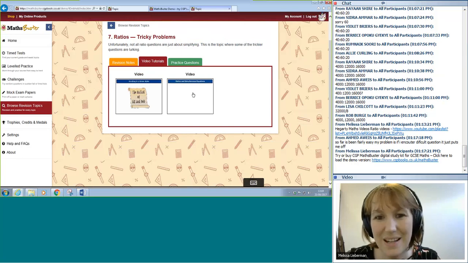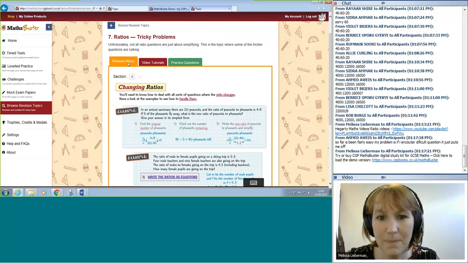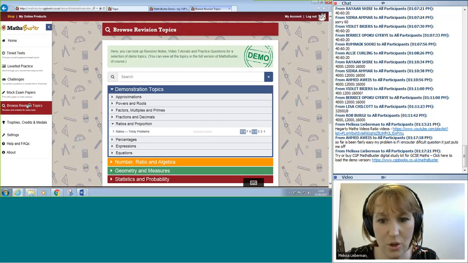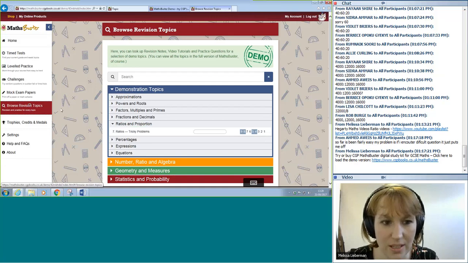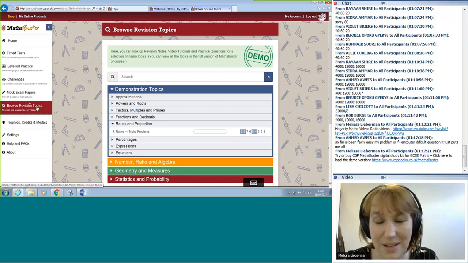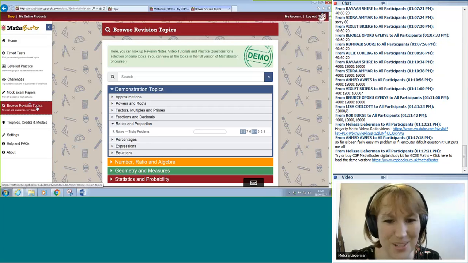You'll notice as well, when you look on the browser revision topic section, it tells you the target grade. So there are quite straightforward and easy ratios for people doing grade 4 to 5, and then if you are doing more advanced higher tier ratios, it will be more algebraic problems, and those will be more targeted towards grades 8 and 9. So let's have a look at some of the questions in here. They're different every time, so I can't predict, so we'll work on them together. People who are watching live can help me work them out.